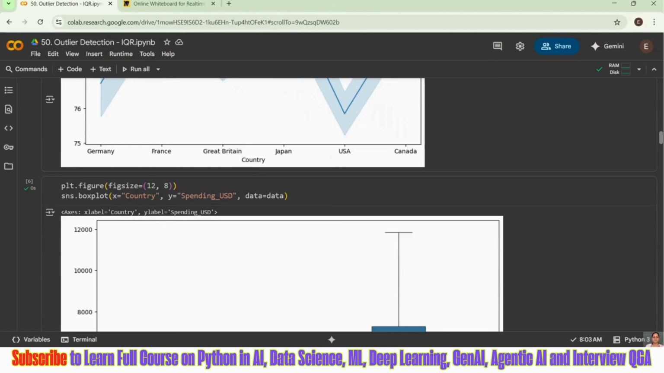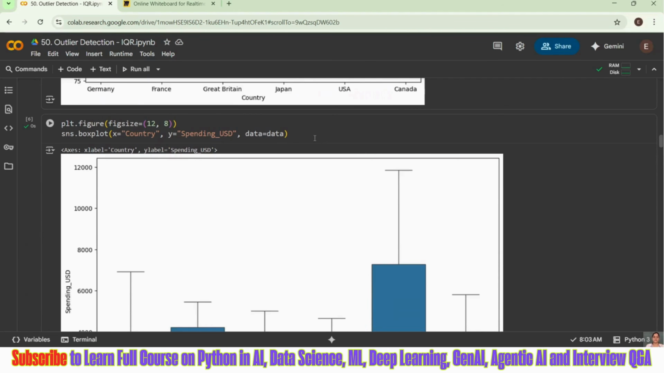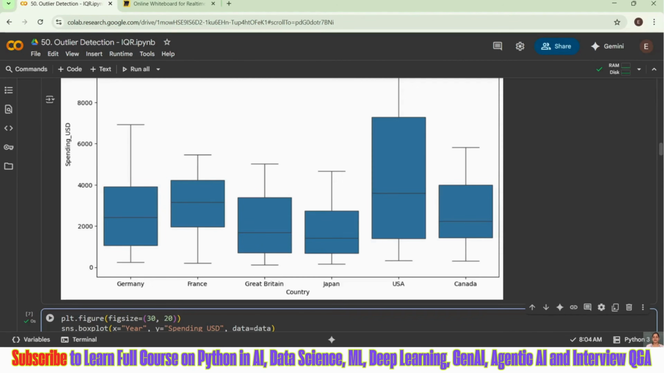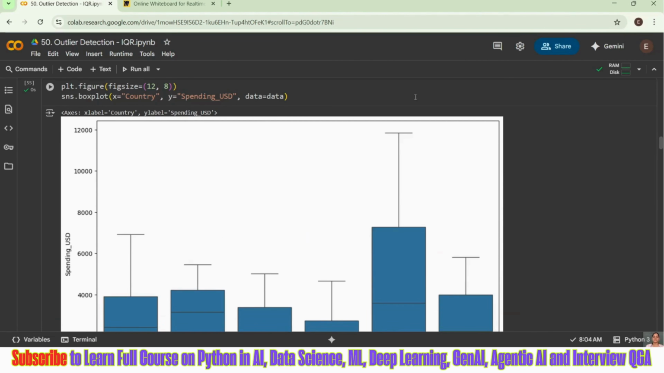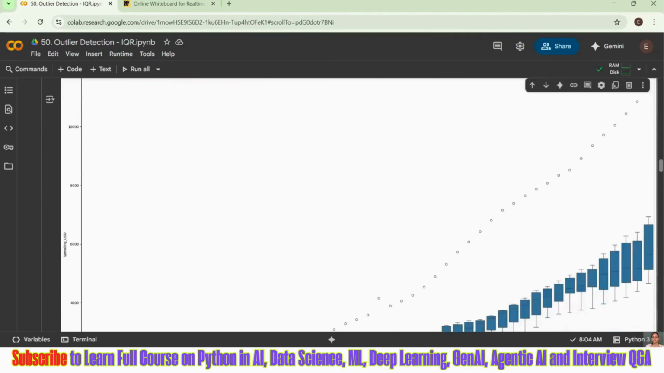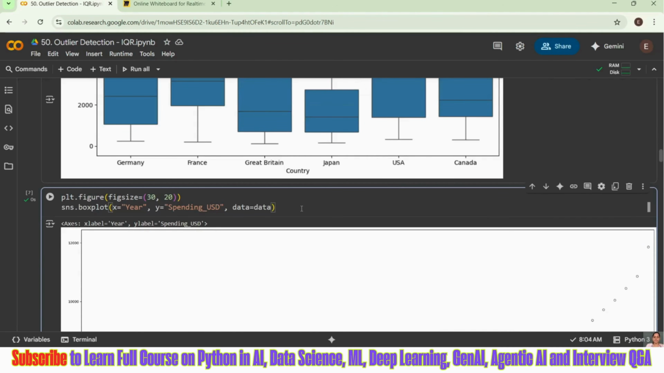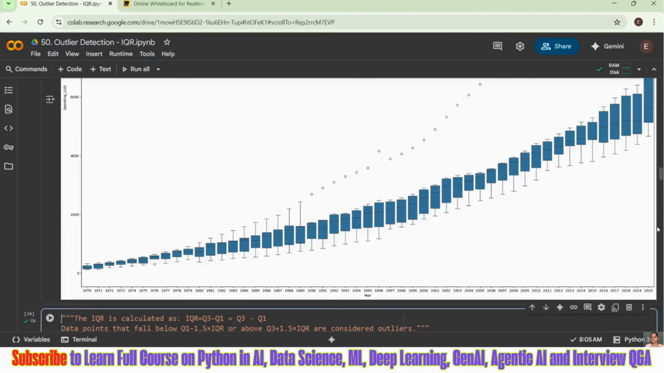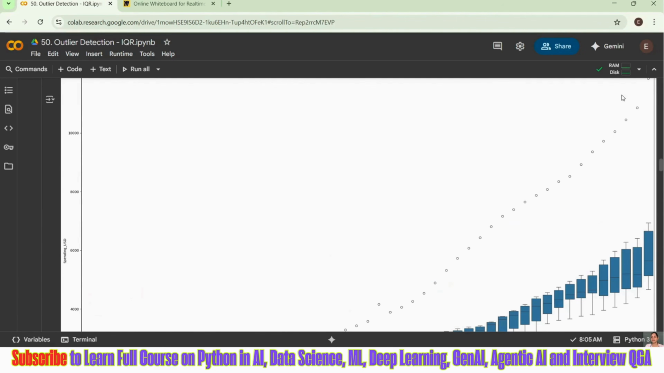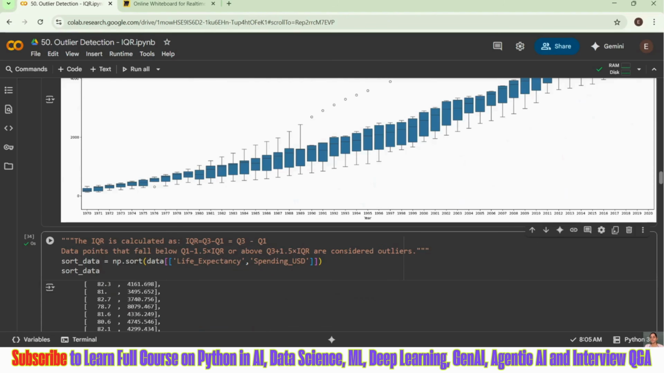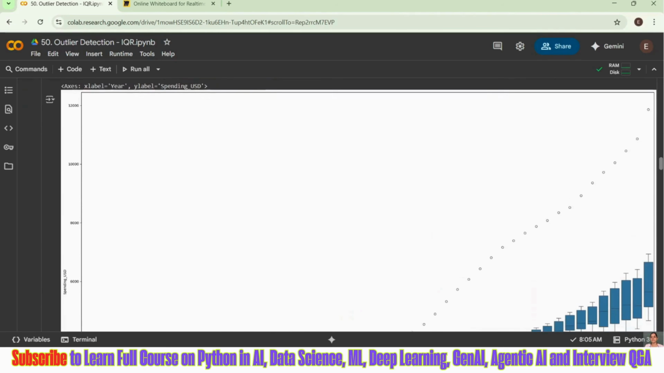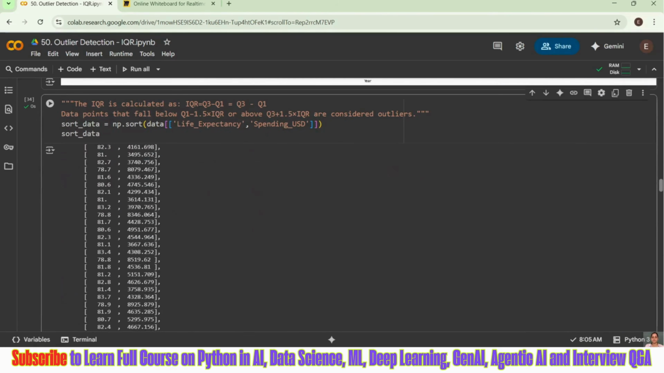And in the next one I have shown the box plot between country and spending USD, and I see that USA is spending more, the way we saw in the above line plot. Then in this one I have taken another box plot. Again it gives me a clear visual that around 2020 people are spending more, around $12,000 overall.